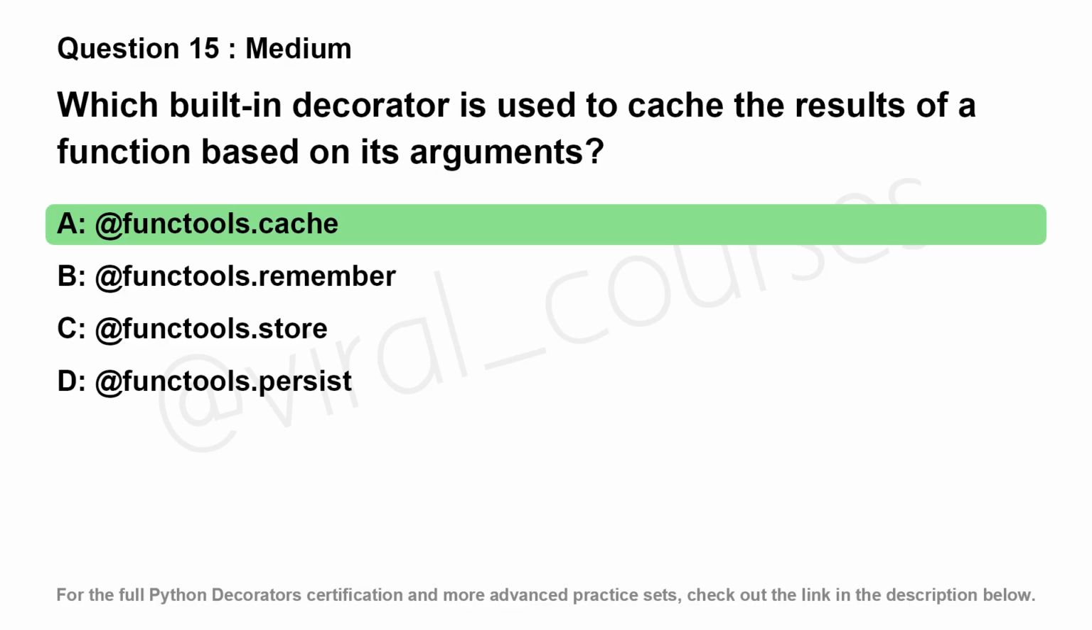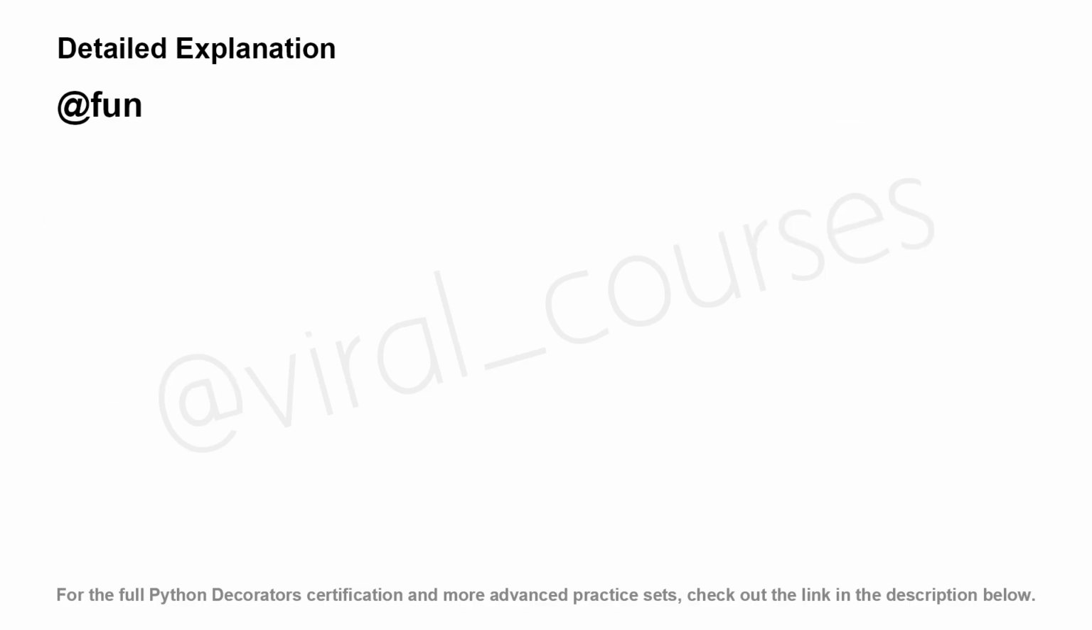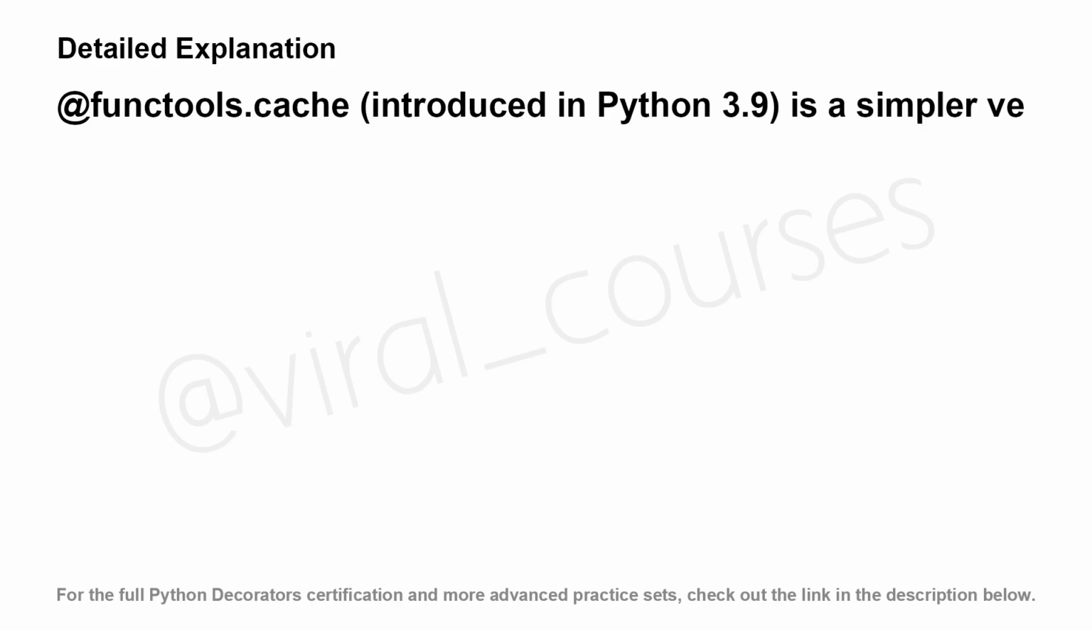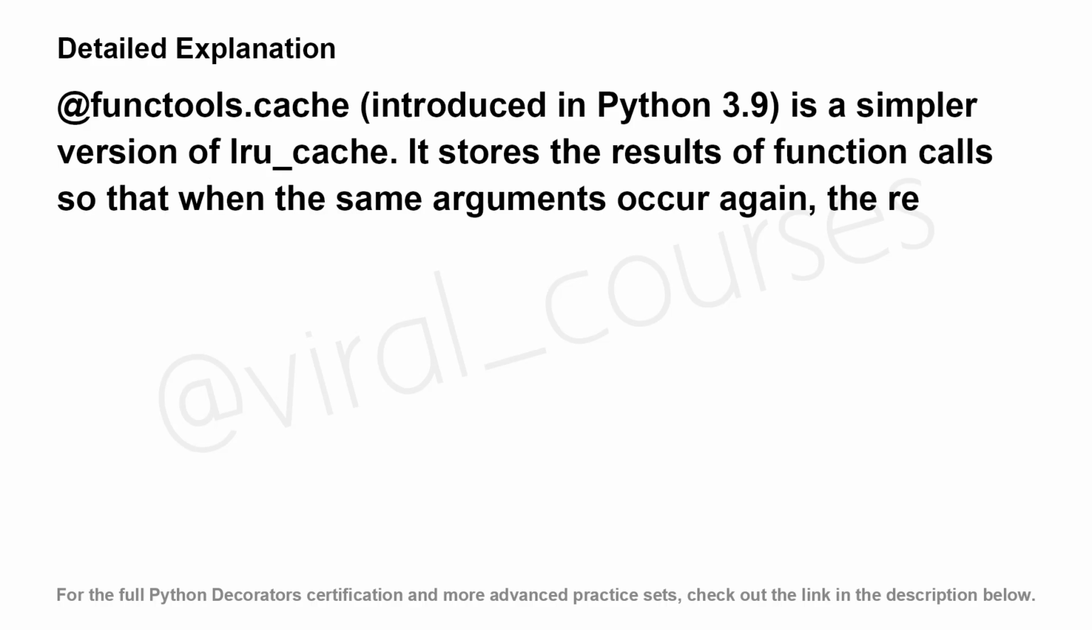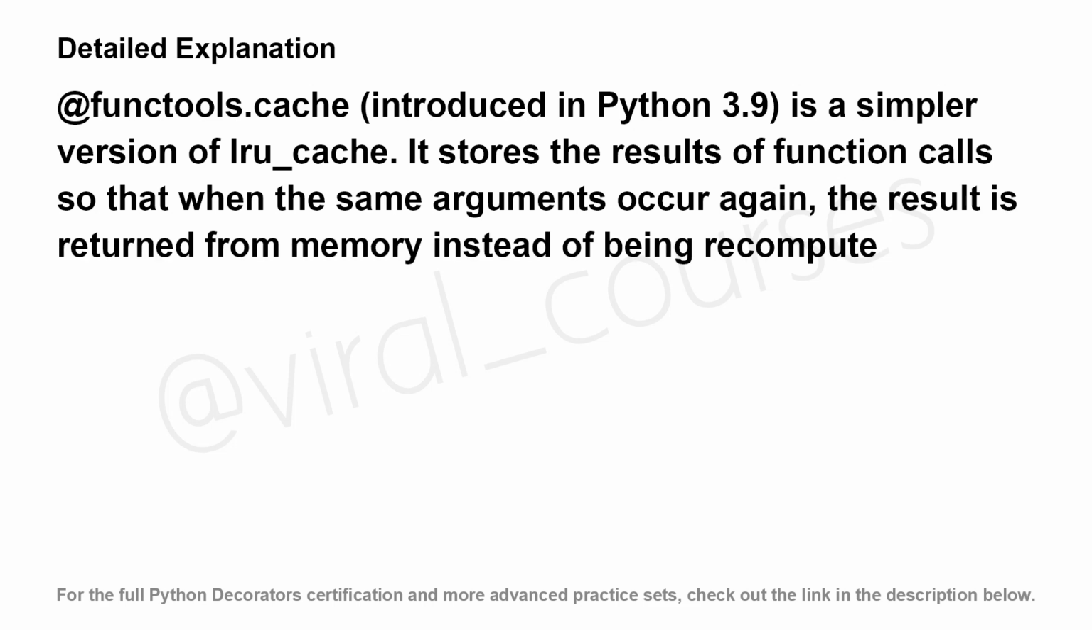The correct answer is A. @functools.cache, introduced in Python 3.9, is a simpler version of lru_cache. It stores the results of function calls so that when the same arguments occur again, the result is returned from memory instead of being recomputed.